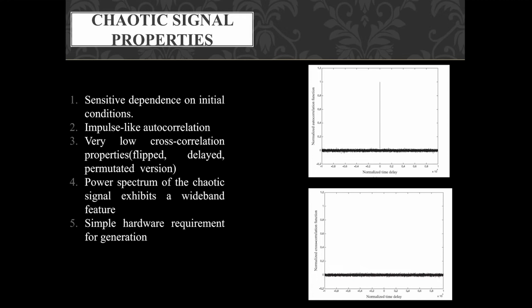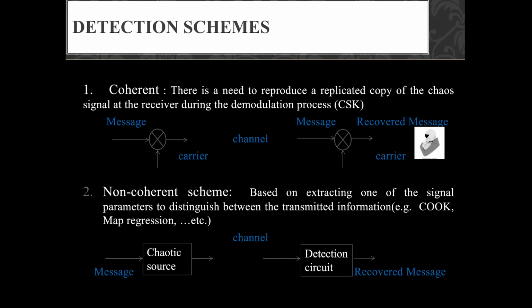The hardware requirement for such a signal is simple. We can use a simple iterative equation, whether on a microcontroller to generate the signal, or we can use a standard resonator based on a differential equation solution. All these properties of chaotic signals motivate researchers to find an alternative for such a communication system.